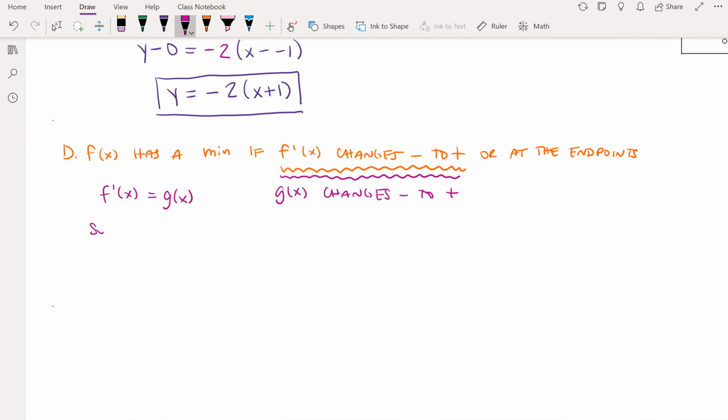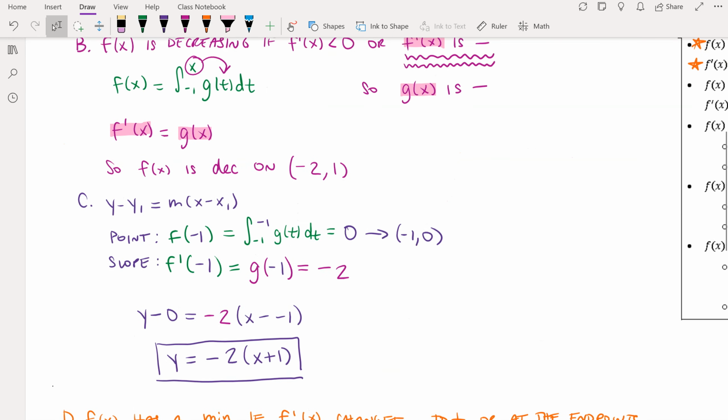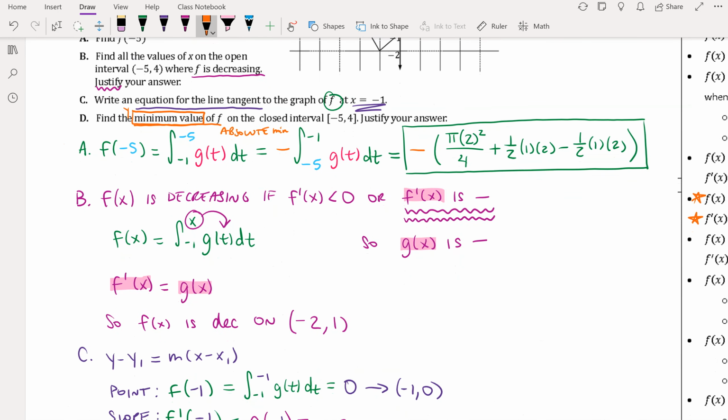So at x equals 1. And our endpoints are, what? Let's go back up to our question, because our question actually tells us the endpoints. It says on the closed interval [-5, 4]. This also tells you to include your endpoints because it has brackets. See how it has brackets? So that means you need to consider your endpoints when you're trying to find this minimum.